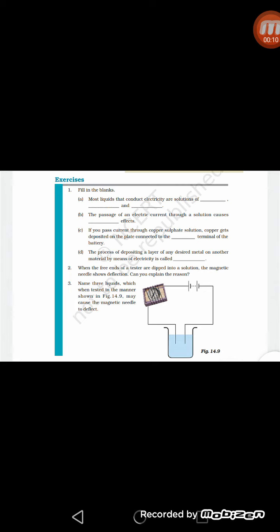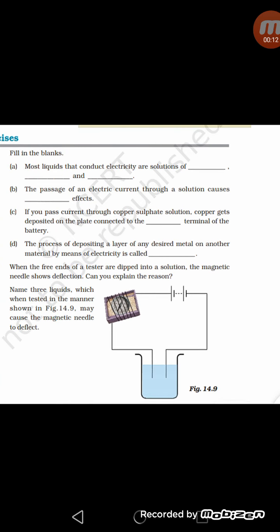Today we will understand the question and answers of chapter 14, that is chemical effect of current. First question is fill in the blanks. As you can see, most liquids that conduct electricity are solutions of acid, bases and salts. As I told you, the solutions which produce ions are good conductors of electricity. So generally acid, bases and salt solutions produce the ions, so they conduct electricity.